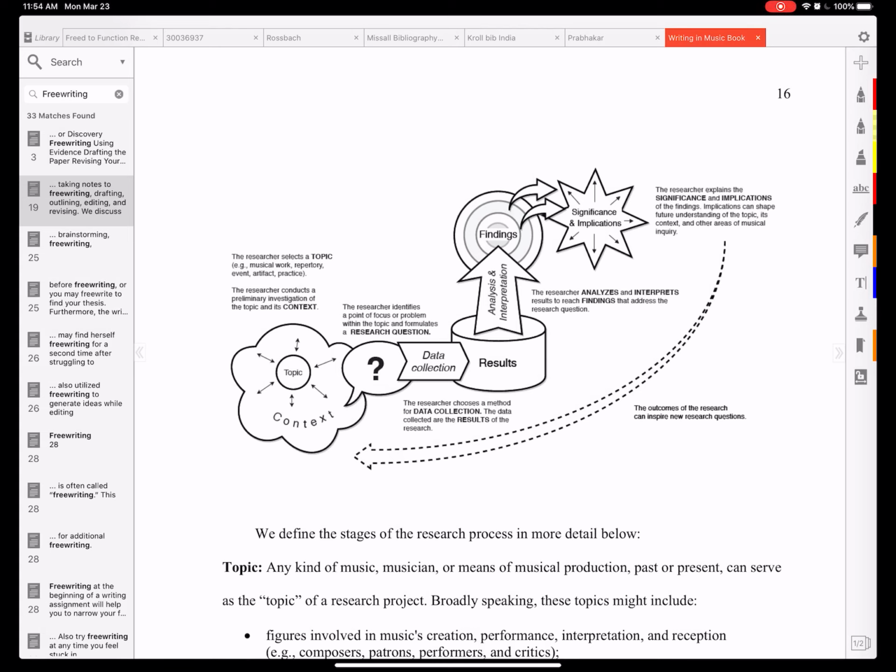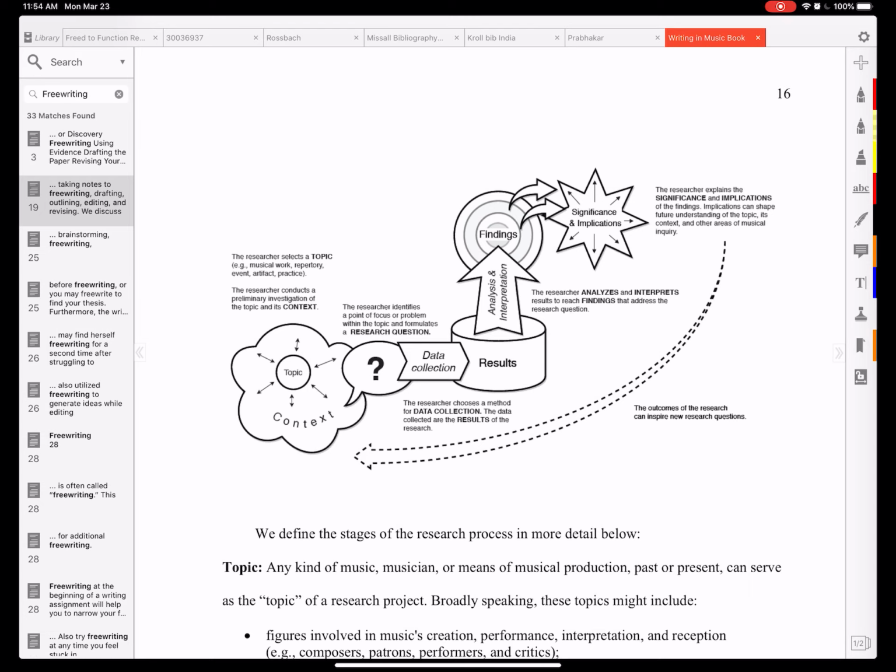Hello everybody! Today I want to talk about next steps in the research paper process, and I want to start with the research disciplinary diagram that's on page 16 of the Writing and Music book, so if you want to open that up and take a look at it with me.